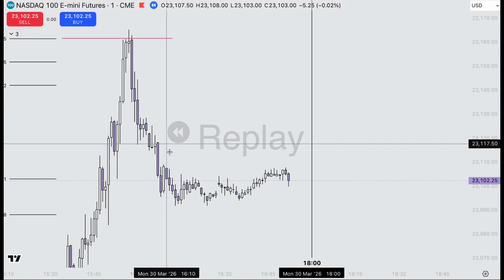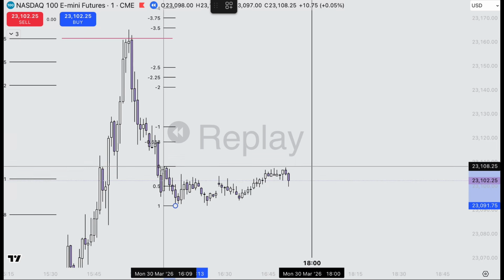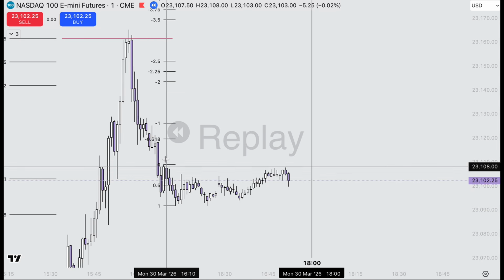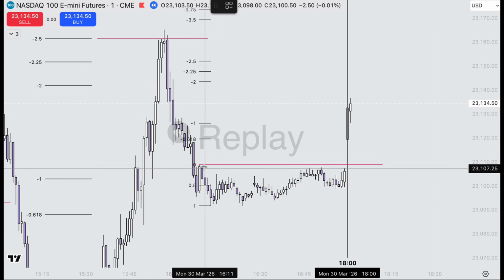After we came lower, I noticed that there was a good opportunity for me to use the standard deviation from this low to this high right here. However, for this standard deviation to be valid, we need to break above this high. After we broke above this high, now this standard deviation becomes valid.